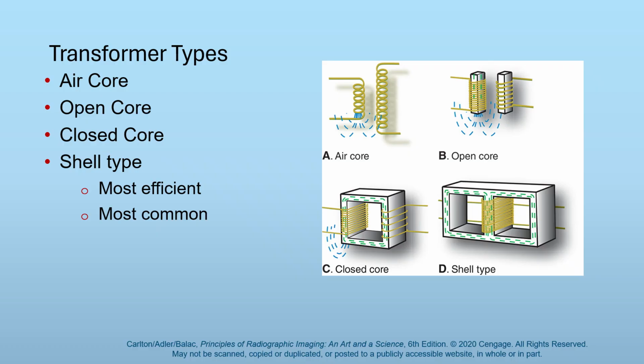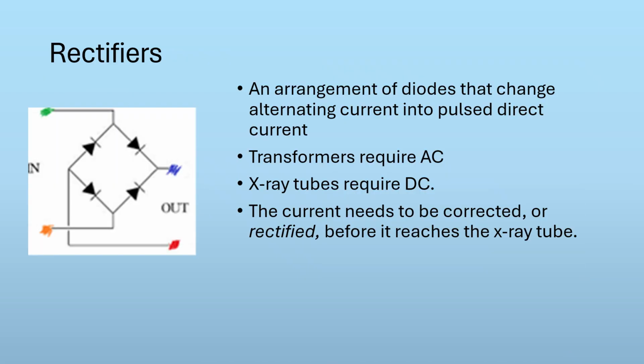The closed core and the shell type are more expensive to build, with more engineering in mind, more of those laminations and the silicon iron, so specialized materials. The shell type is the most efficient, but it's also the most expensive one to build of those. So A and B are definitely not used in any serious electronic device. All right, so it's your closed core and your shell types that are giving you 95% efficiency for your transformers.